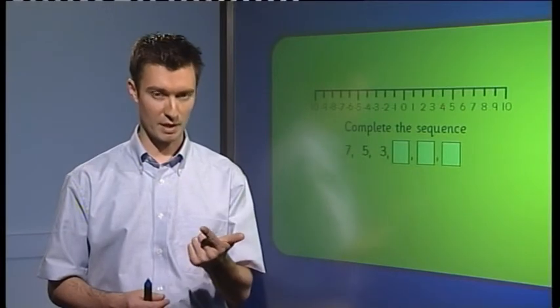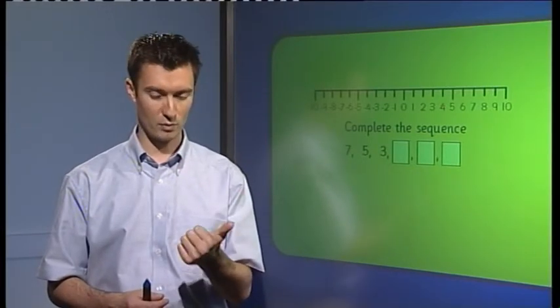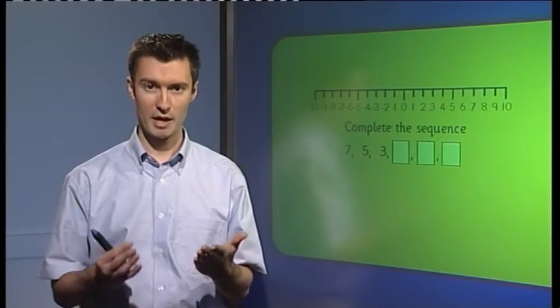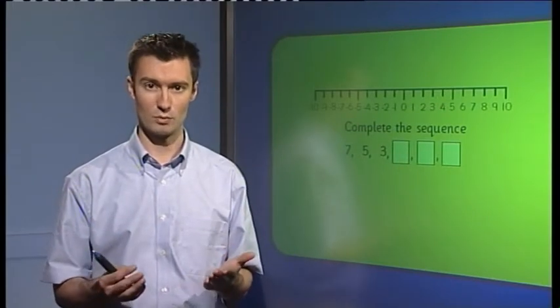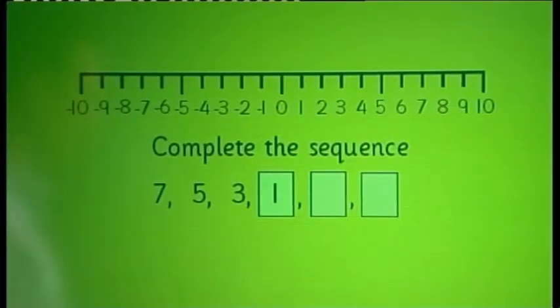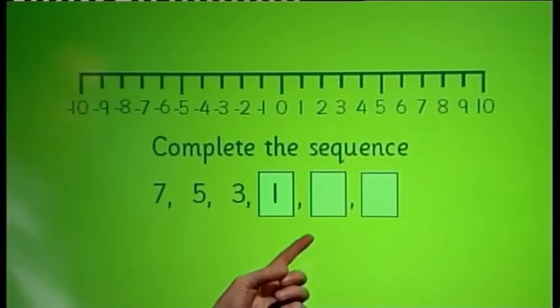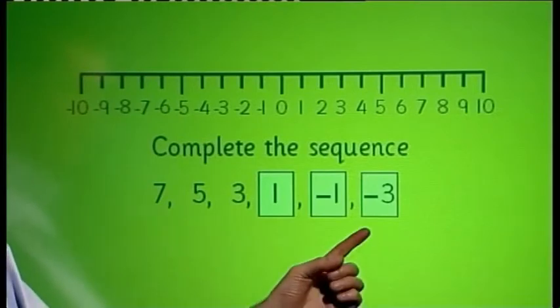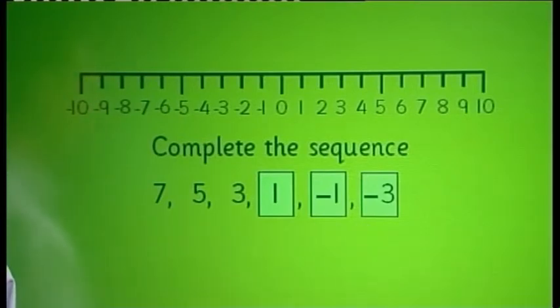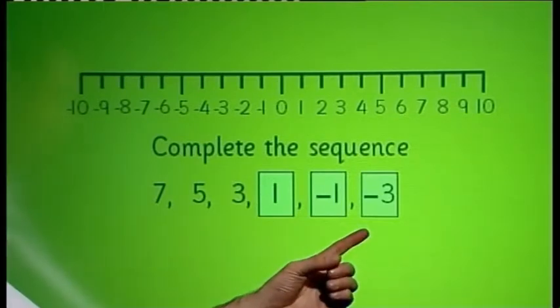7, 6, 5, that's 2. 5, 4, 3, that's 2 again. Count back another 2 from 3 gets to 1. And count back 2 again gives us negative 1. And again, negative 3. So we're into negative numbers. So our smallest number so far is negative 3, here.